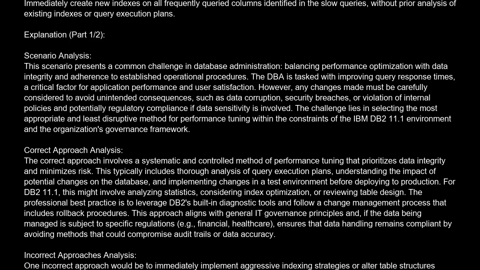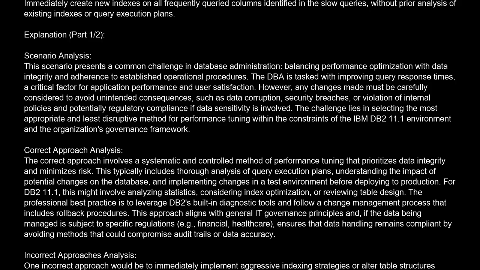For DB2 11, this might involve analyzing statistics, considering index optimization, or reviewing table design. The professional best practice is to leverage DB2 built-in diagnostic tools and follow a change management process that includes rollback procedures. This approach aligns with general IT governance principles, and if the data being managed is subject to specific regulations, e.g., financial, healthcare, ensures that data handling remains compliant by avoiding methods that could compromise audit trails or data accuracy.